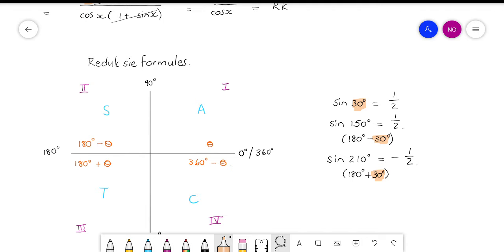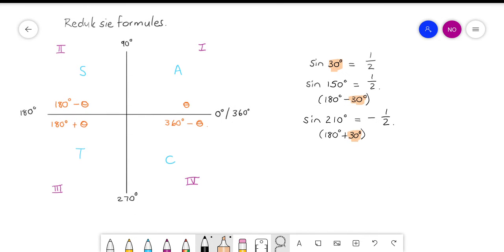Okay. And the last one, quick maths, will be sine of 330. What do you think the sign will be? Negative. Why? Because sine is negative in the fourth quadrant. So it will be negative, and you can work it out, it's a half, because that one we can write as 360 degrees minus 30.